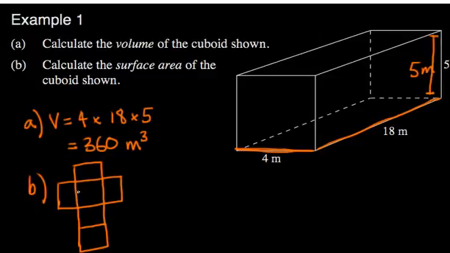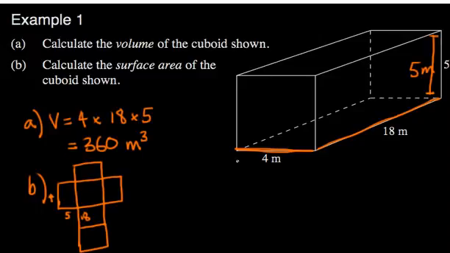Now on here I could label the dimensions of it. I can say that this is 4, which could make this side 5, and this side could be 18. I could then work out the lengths of all of these and the areas of each one and add them together.